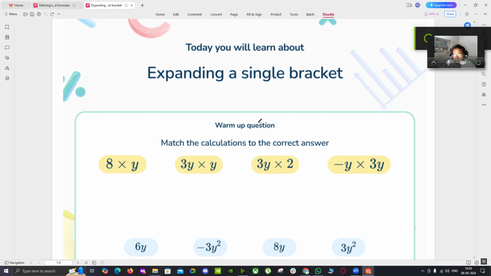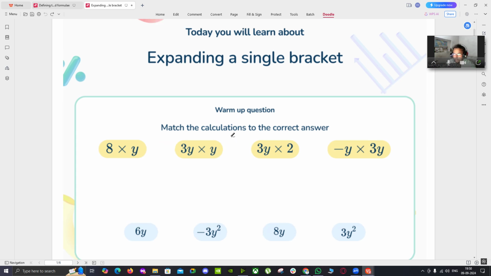My name is Mrityunjay Sharma, and today we will be learning about expanding a single bracket. Before we do that, let's try this warm-up question. Match the calculations to the correct answer. There are 4 calculations that are given above, and these are the options that are given to us. So we have to match them.